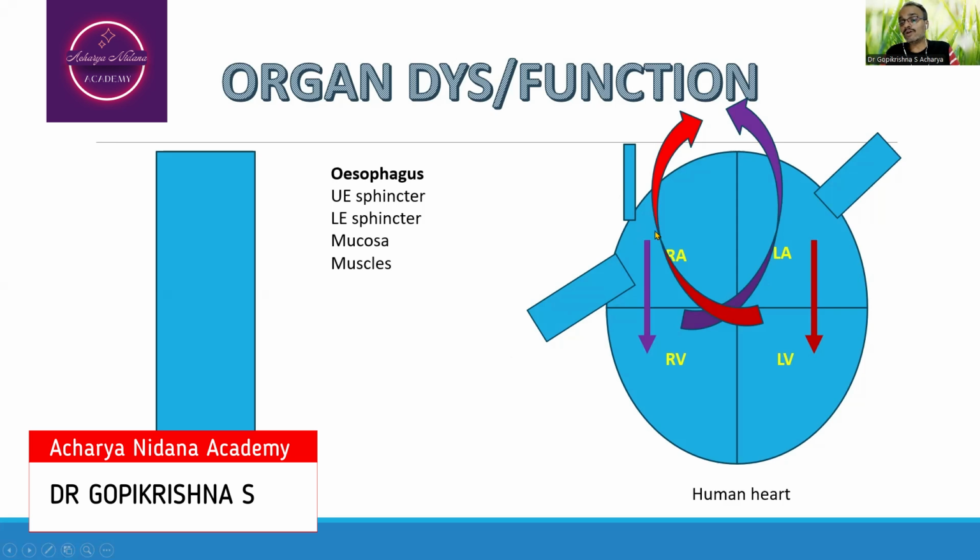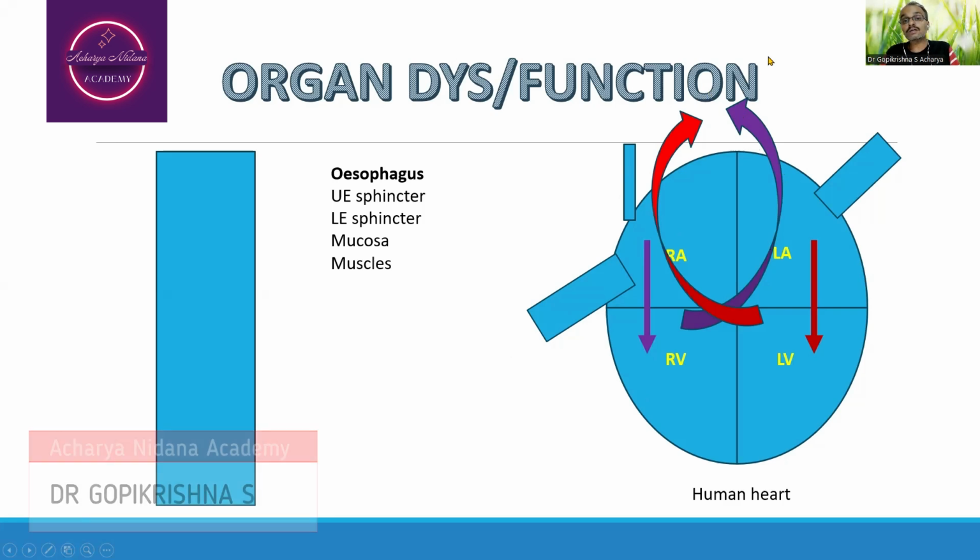When you think about the movement of the blood, from the inferior vena cava and superior vena cava, the blood will be entering into the right atrium. From there, it will be entering into the right ventricle. From there, the deoxygenated blood will be moving into the pulmonary capillaries, where oxygenation of the blood will take place. After oxygenation, the oxygenated blood will be coming into the left atrium via the pulmonary veins. From there, it will be entering into the left ventricle, then into the aorta, and from there to different parts of the body. This is actually the normal physiology.